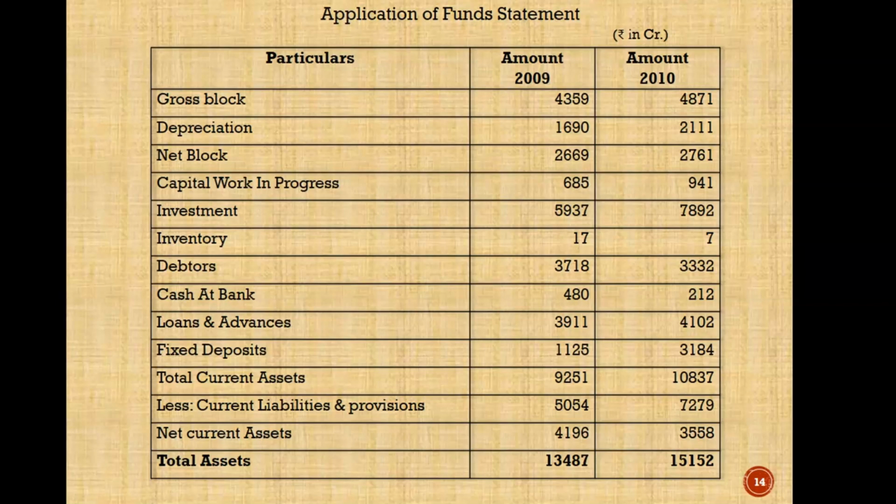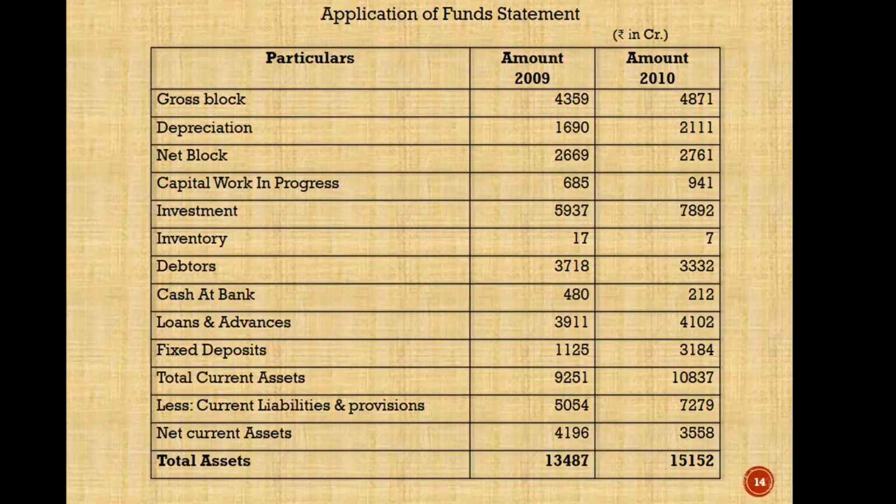So total of this is 9251 in the year 2009 and in the year 2010 it is 10,837. Less current liabilities and provisions. So current liabilities, again, the same case, the balance of these liabilities fluctuate during a particular accounting year. So that's why they are called as a current liabilities. And here you can see the balance of the same is 5054 in the year 2009 and in 2010 it is 7279. So there is much difference in the both year balance.